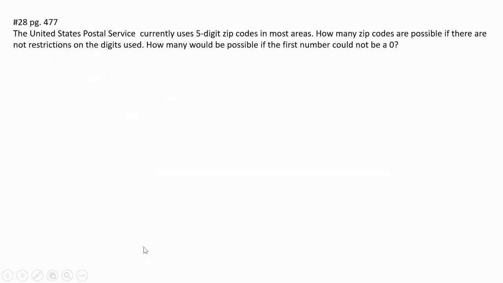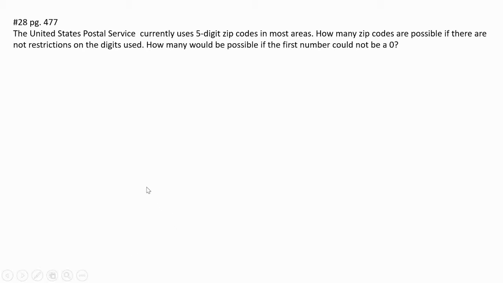So let's do another one here. This is number 28 from page 477. The United States Postal Service currently uses 5-digit zip codes in most areas. How many zip codes are possible if there are not restrictions on the digits used? That's for the first part. For the second part, how many would be possible if the first number could not be a 0? Okay, so let's find out.